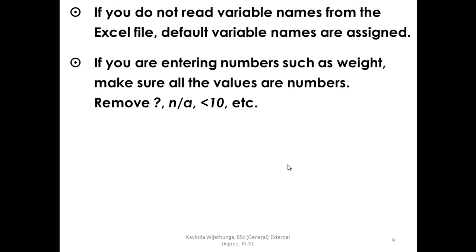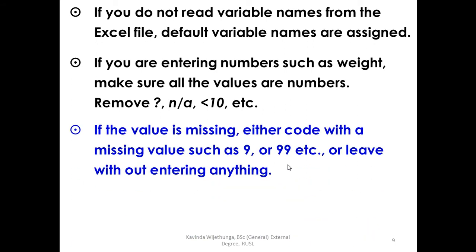If you enter numbers such as weight, make sure all the values are numbers. You have to remove those things. All the values should be numbers. If a value is missing, either code it with a missing value such as 9 or 99, or leave it without entering anything, right? So if there is a missing value, you can enter the missing value. I will explain later how you can enter the missing values in SPSS, or you can leave it without entering anything.